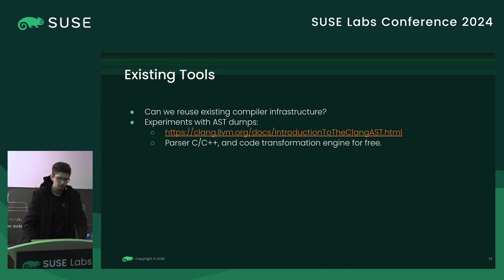So the question is, can we reuse the existing compiler infrastructure? I watched this presentation here from 2014, and it explains the basics of how to use the AST for debugging things. One thing that caught my attention was that it could dump the AST in a sort of compilable format. As a consequence of that, I could get a free C or C++ parser and a code transformation engine. So if I could wire things up to actually extract code from that, that would be awesome.